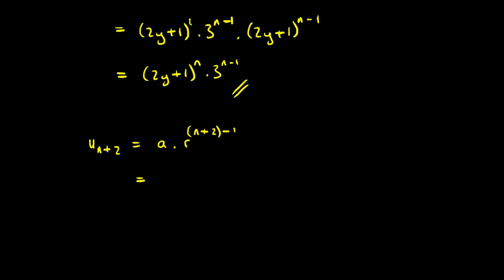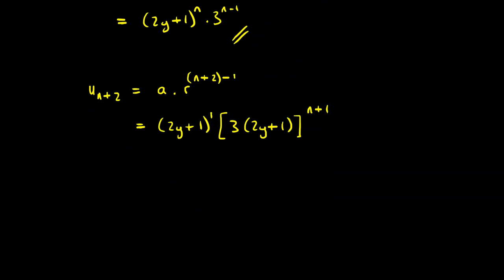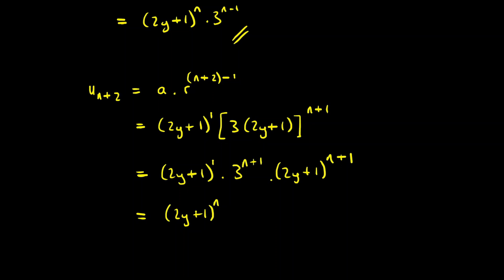What we've got is a is (2y plus 1) to the power of 1. Our r is 3 times (2y plus 1) to the power of, well, n plus 2 minus 1 is n plus 1. Now we're going to expand all this again. So we will end up with (2y plus 1) to the power of 1 times 3 to the power of n plus 1 times (2y plus 1) to the power of n plus 1. And again, we can combine those two things by adding the powers. So what we end up with here is (2y plus 1) to the power of n plus 2 times 3 to the power of n plus 1.